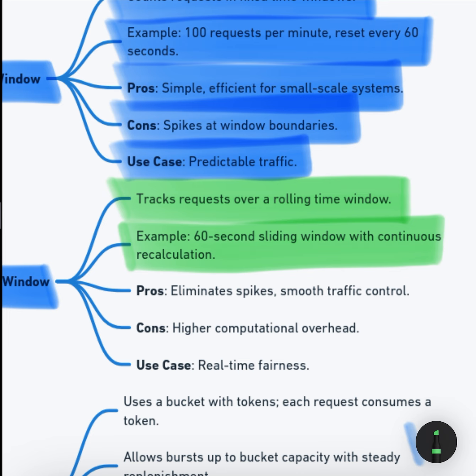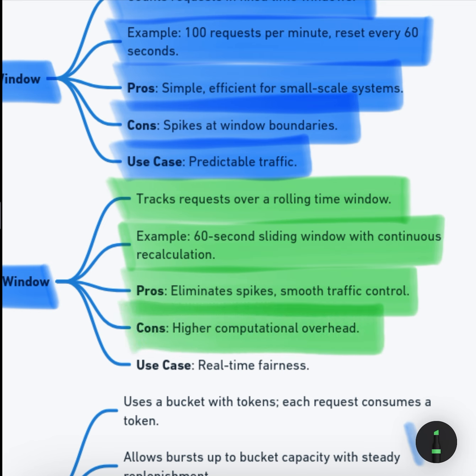Pros: eliminates boundary spikes. Provides smoother traffic control. Cons: requires more complex data structures like a time-stamped queue or list. Higher computational overhead. Use case: best for systems needing fairness and real-time traffic control.